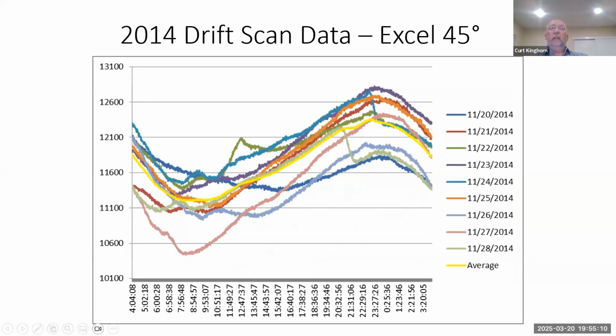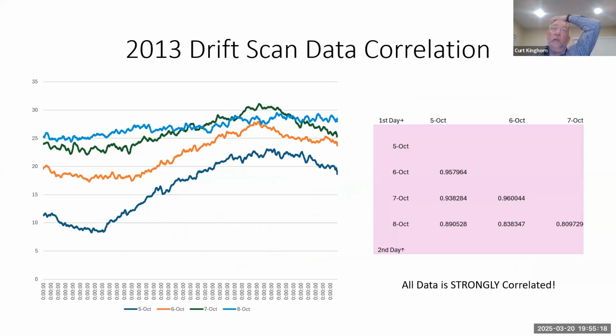Here's the same version in Excel, and you can do it either way. This one happened to be Radio Sky Pipe, and this one happened to be Excel. But here's the actual correlation data for some 2013 data. The way you read this is you take the first day here and compare it to a day here. Well, look at these correlations. These correspond to these actual data. October 5th to October 6th, 0.95. Remember, 1 is perfect. 0.93, 0.89, 0.96, and so on and so forth. All this data is strongly correlated.